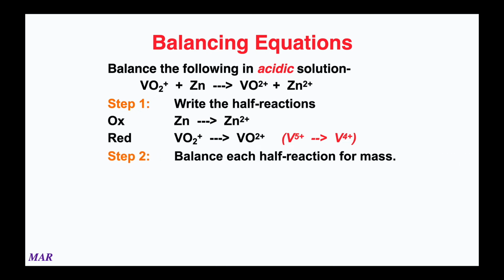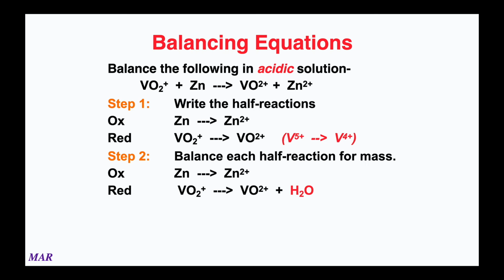The next thing we need to do is we need to make sure everything is balanced for mass. Now the zinc is easy because it's only 1 zinc on the left, 1 zinc on the right, good to go. But the reduction part with the vanadiums, those are not balanced for mass. You have 2 oxygens on the left and only 1 oxygen on the right. It becomes really important to pay attention to the pH of the solution. This is under acidic conditions. So in an acid, you want to add H+ and water only.